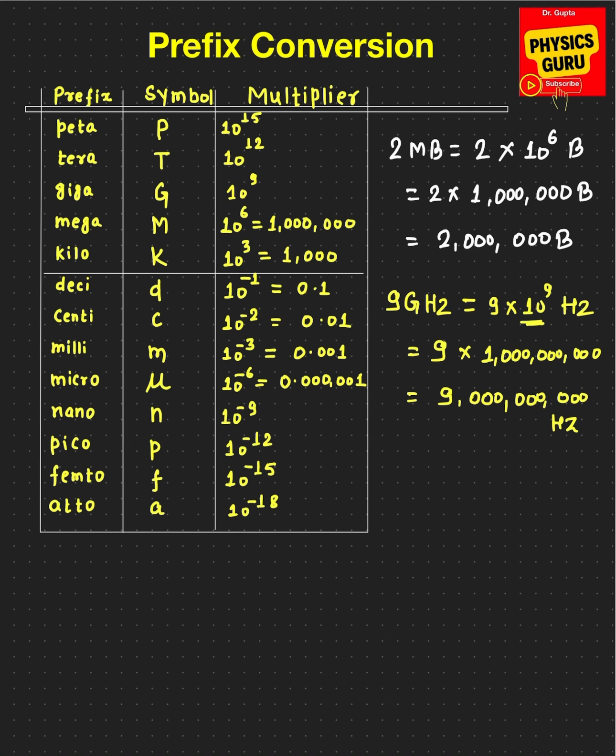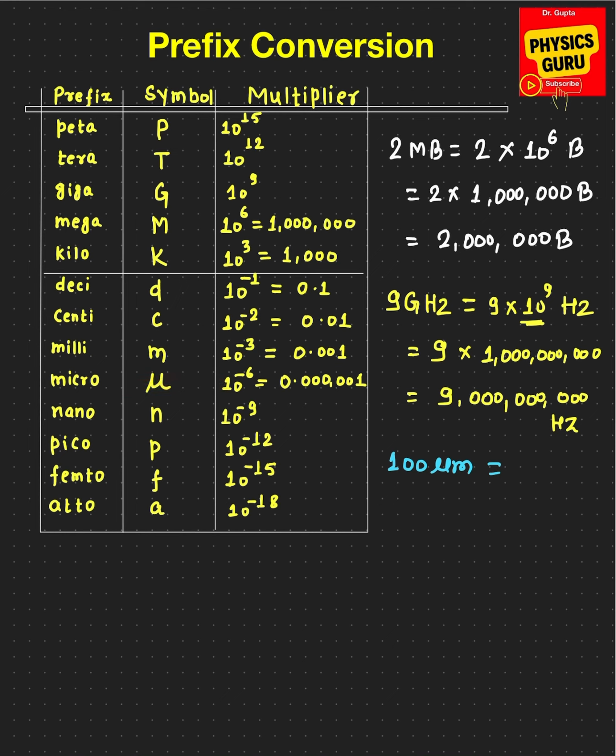Let's do another one with smaller numbers. So here I'm going to choose, let's say, 100 micrometer. This one is called micro, and that's the prefix. Now look at the table here. What does micro stand for? The micro stands for 10 to the negative 6.